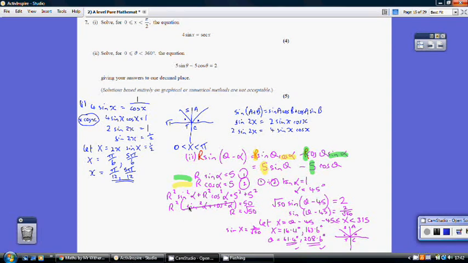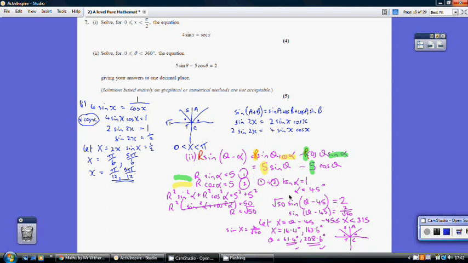So it doesn't cancel out, excuse me, it equals 1. Sin squared plus cos squared equals 1. So r squared equals 50. So r equals root 50. So in short, we can rewrite this as r, which is root 50, sin(theta minus alpha), which is 45, and that equals 2.